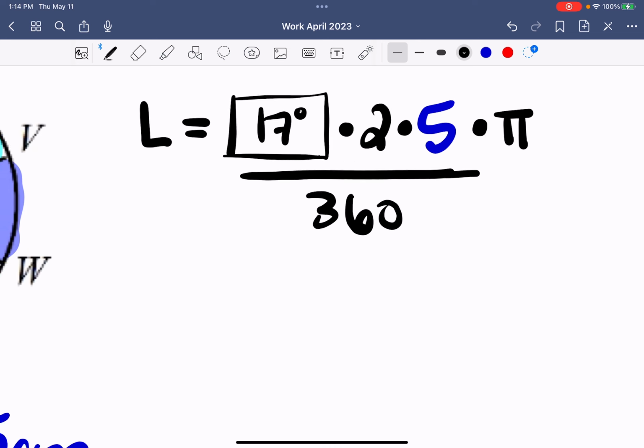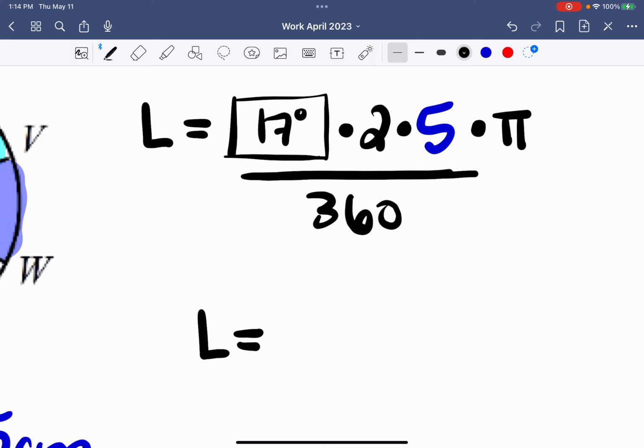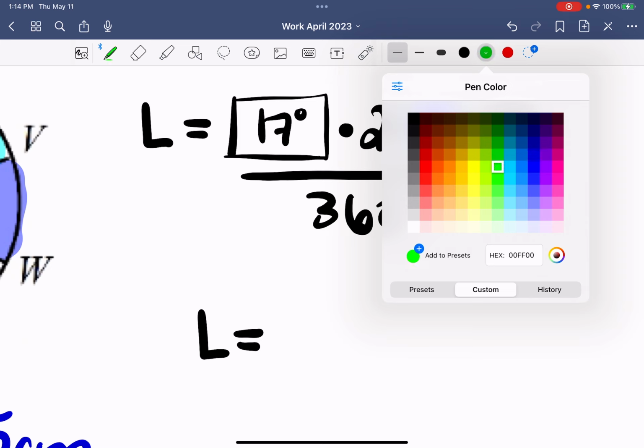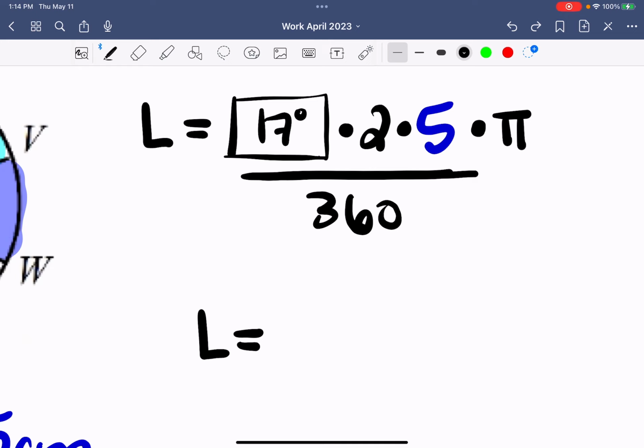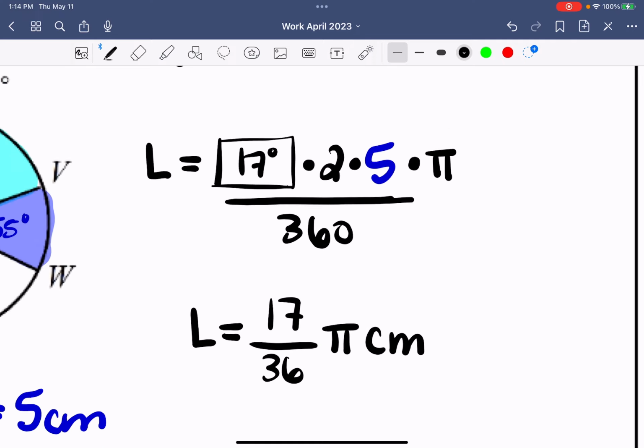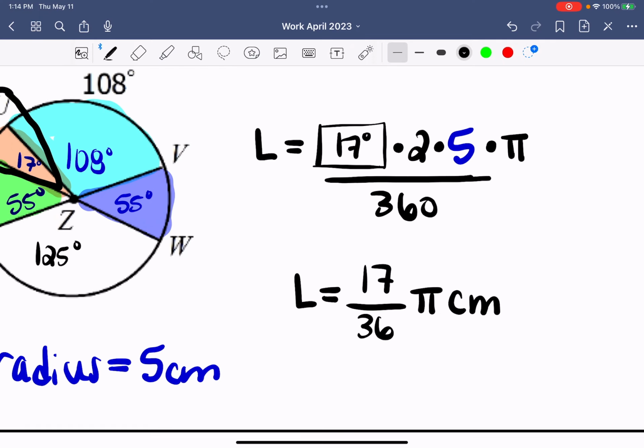If you want this answer in terms of pi, you do not put pi in the calculator. So you want to put this in the calculator only, and then pi goes into the answer. So make sure you type it in with a fraction. 17 times 2 times 5, go down to the bottom, 360. And we should get 17 on top of 36. And then we bring pi into the answer and then centimeters. Okay, that is the answer in terms of pi.